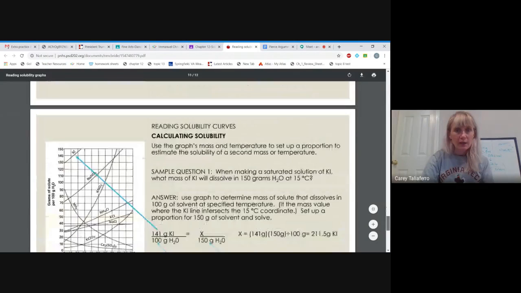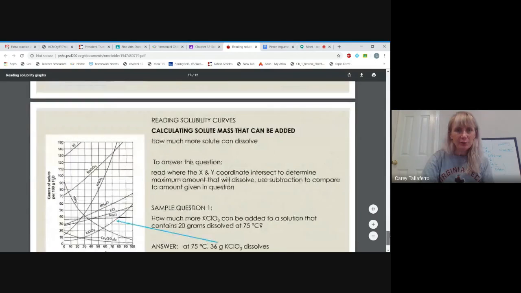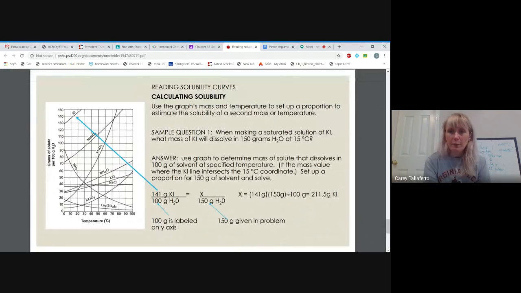All right. Now, here's a little bit of math for you. Not too much, just a little bit. We're almost done here, guys. Hang with me. So in this situation, it says use the graph's mass and temperature to set up a proportion to estimate the solubility of a second mass or temperature. All right, so just keep in mind, this is degrees Celsius, and this is grams per 100 grams of water.